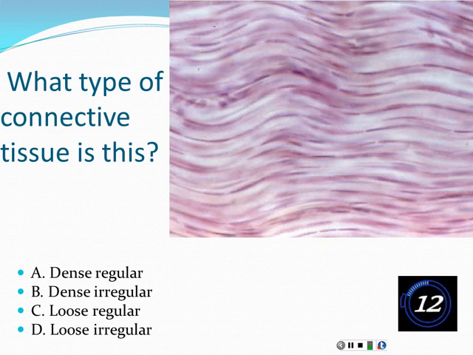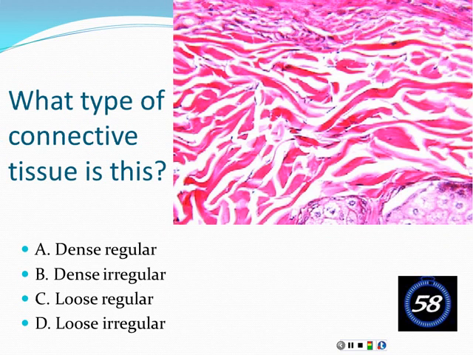All right, so this one is dense, regular. When you look at this, it looks like it's all packed together, and we have a lot of parallel lines here. So this would be a dense, regular connective tissue. This would probably be a tendon or a ligament, which are made up of fibers that run in parallel and connect muscles to bones or bones to bones. All right, one more. What type is this one?